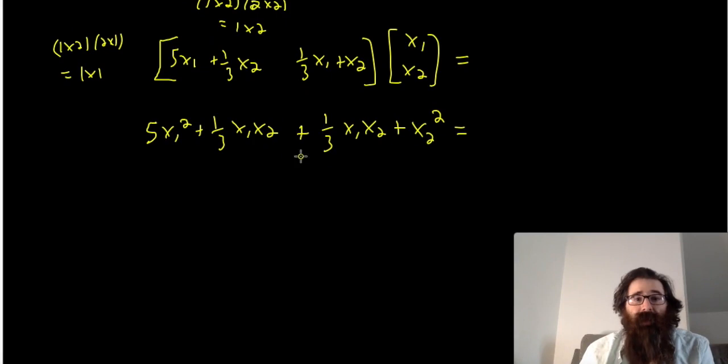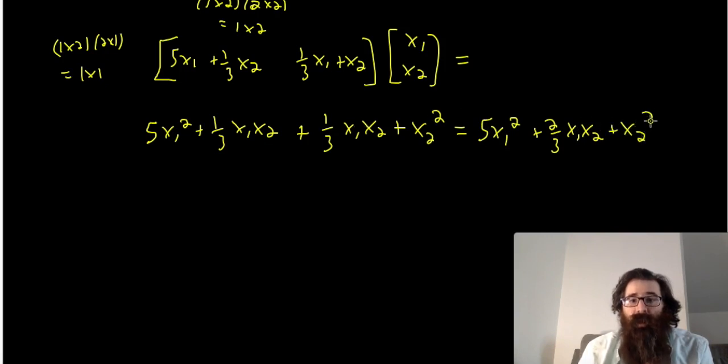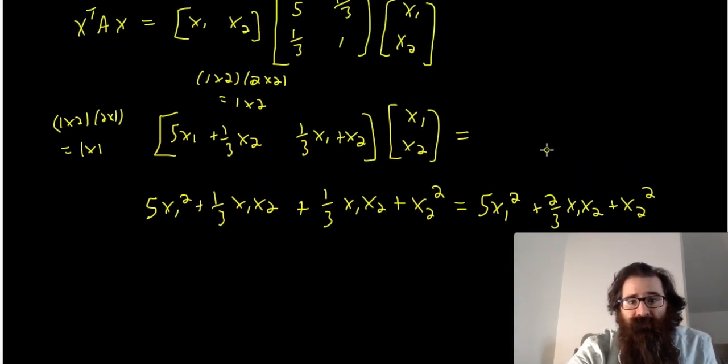It looks like I can combine these mixed variable terms. So I have 5 x sub 1 squared, 1 third plus 1 third gives me 2 thirds, x sub 1, x sub 2, and then plus x sub 2 squared. And this is going to be an important preliminary example because I want you to notice something interesting about the result that we got for x transpose times A times x relative to the matrix that we were given for A. Here I sort of have both of them in the frame.